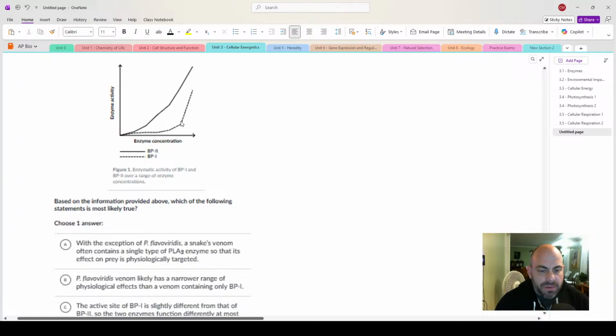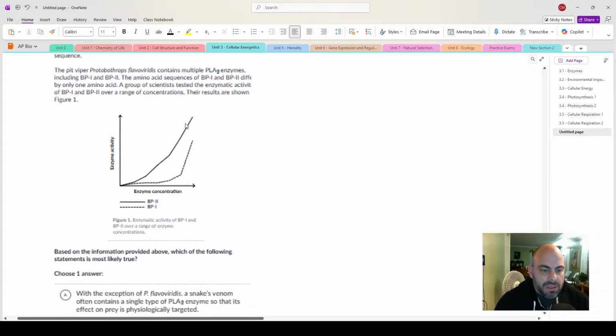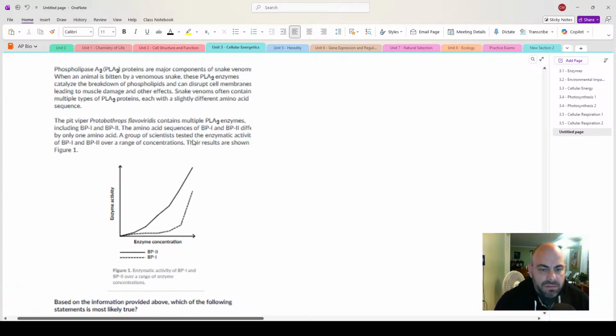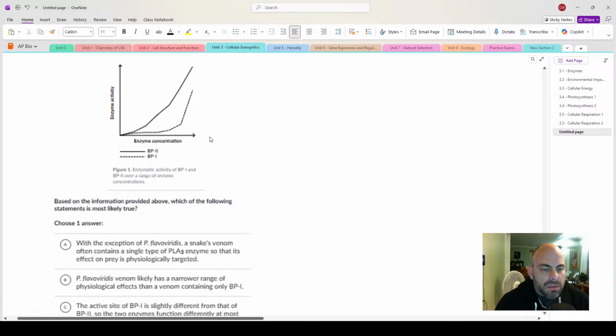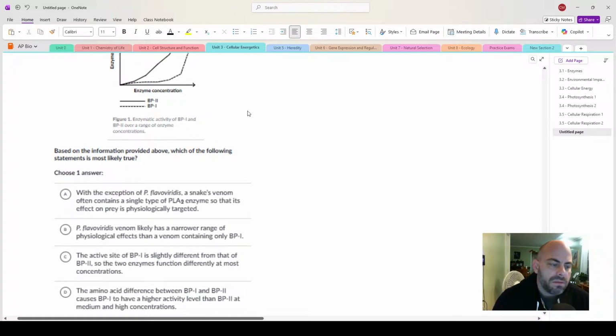Based on the information provided above, which of the following statements is most likely true? Okay, so sorry, I've got things going on in my house, and I was trying to read that question and also understand what it was asking at the same time. Two kinds of enzymes, and these enzymes break down phospholipids. Okay, and then enzyme activity is a higher rate with BP2 as you increase. Okay, so based on the information provided above, which of the following statements is true?